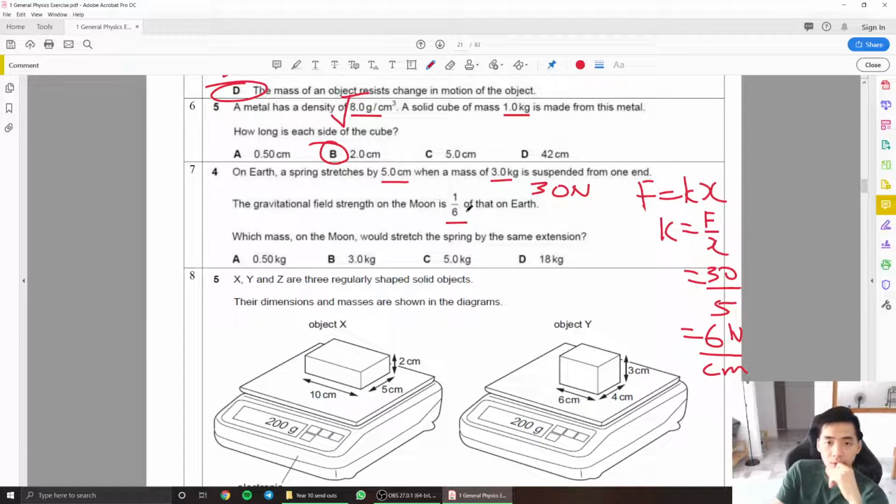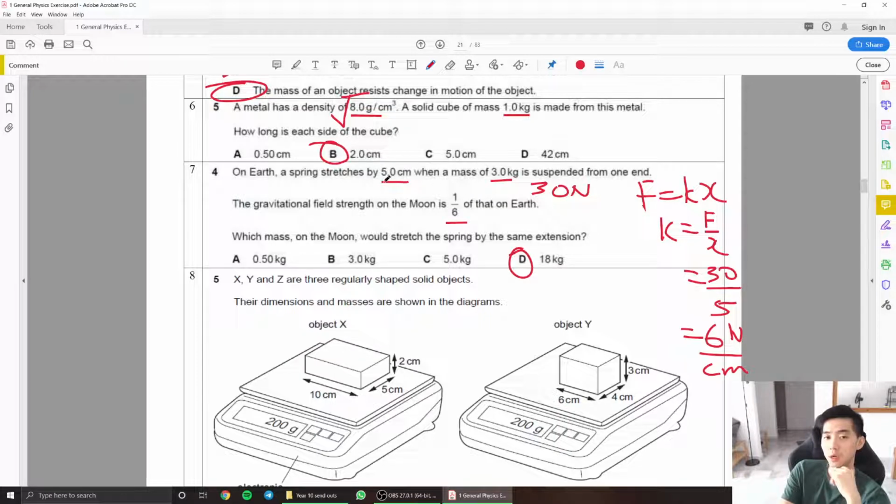Now, the gravitational field on the moon is 1/6 of the Earth. So 1/6 of the Earth means I need to multiply by 6 here, for it to stretch the exact same length. So in order for that to happen, the answer can be no other than the one chosen.